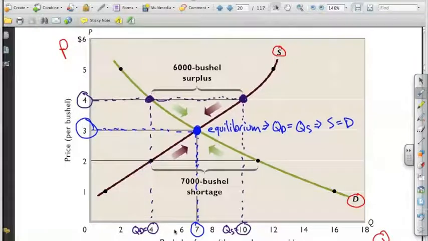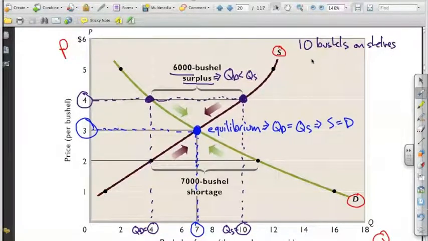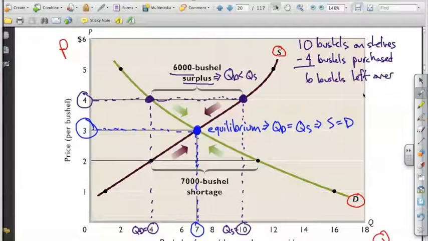So because of this, we have 6, and they do it in thousands, so that's why it says 6,000 bushel surplus. We call it a surplus because whenever we have a surplus, our quantity demanded is less than quantity supplied. So quantity supplied is greater, thus we have a surplus of supply. The idea of this is, you go into the store, there are 10 bushels on the shelves. People come into the store and only buy 4 bushels. So there are 4 bushels purchased. How many are still left over on the shelves? 6 bushels. So if there's any left over, then that means we have a surplus.